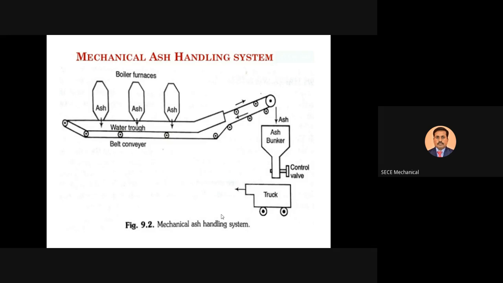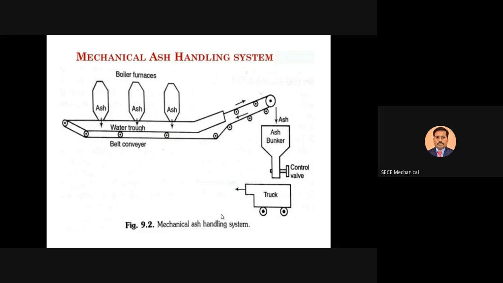Here you can see in the mechanical ash handling system, in the lower portion of your furnace you have ash pockets. With the help of the ash pockets, the ash is forcefully brought down from the ash pocket to the conveyor area. The conveyor is a belt conveyor. When the belt conveyor rotates, the ash is automatically shifted from the furnace to the ash bunker.